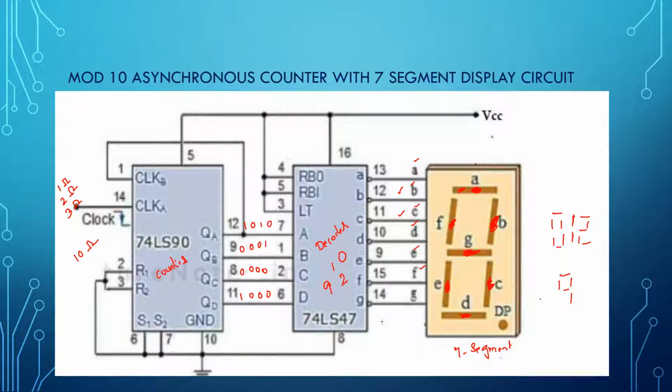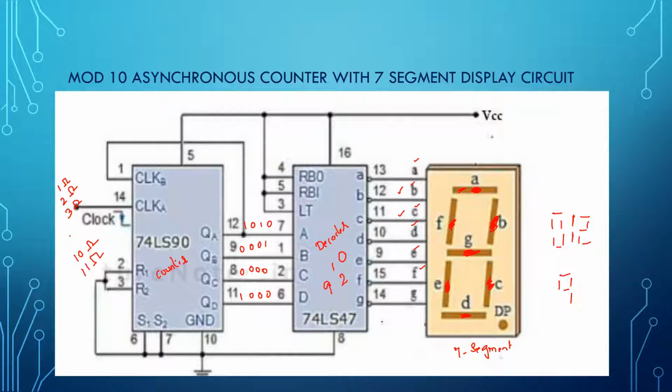After 9 has been displayed, if you give the 11th clock pulse, it will once again produce a counter output of 0, 0, 0, 0, and this 0 will be repeated. So you need to keep on giving the clock pulses so that your counter advances in one direction.